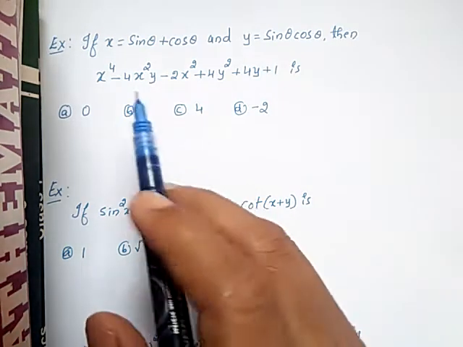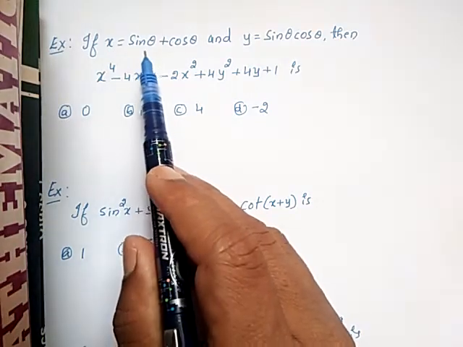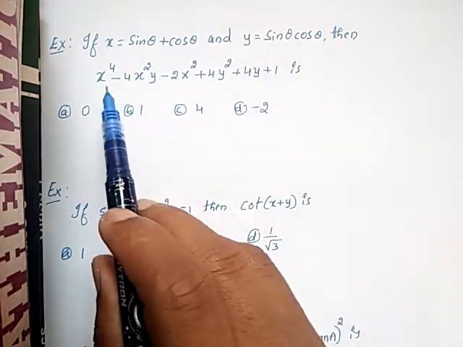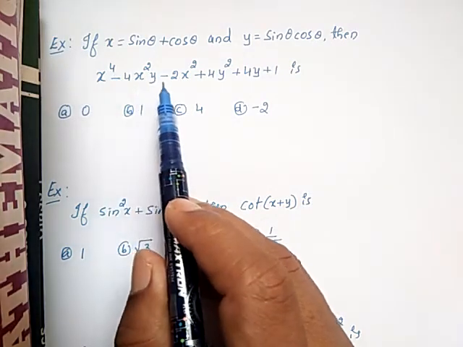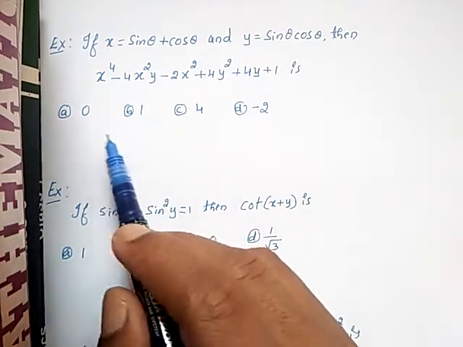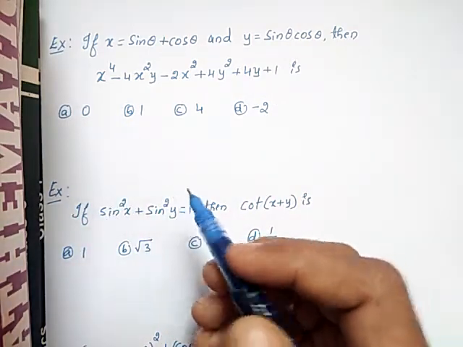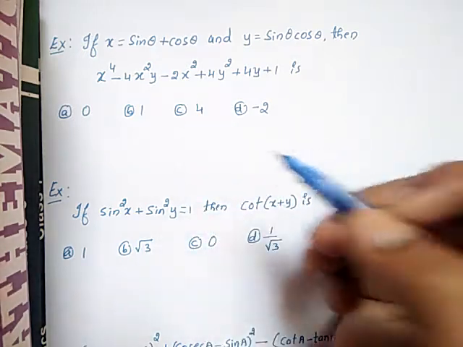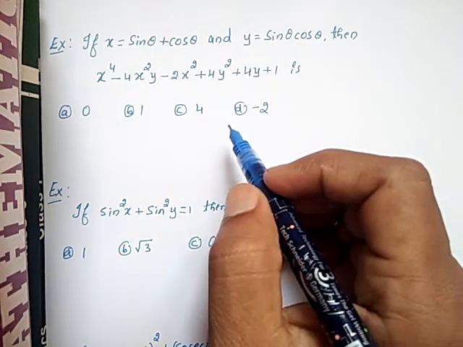Now again we will go for this question. If x is equal to sin theta plus cos theta and y is equal to sin theta cos theta, then x to the power 4 minus 4x square y minus 2x square plus 4y square plus 4y plus 1 is, what is the answer? 4 options are given. So by looking, this is a little bit difficult, but you know how to solve this one. But now short trick I will give you.